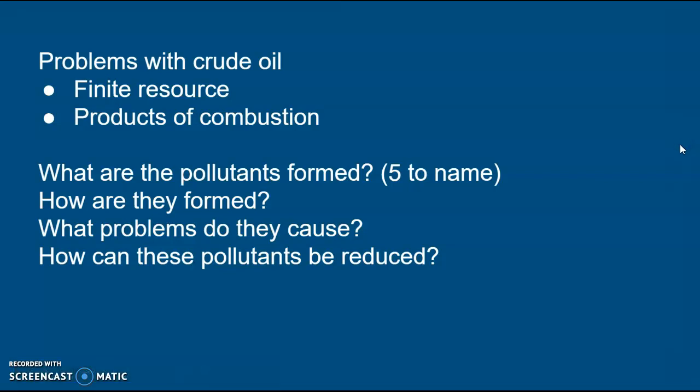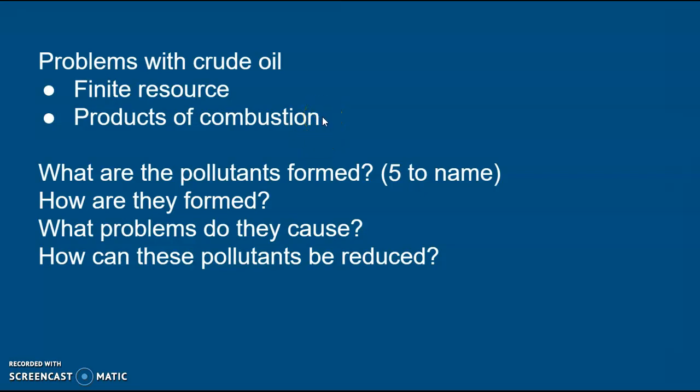Now, problems with crude oil. We should know that crude oil is a finite resource. That means it's running out. It's not being replaced. The conditions on the earth are no longer making fossil fuels. We should be aware of the products of combustion and the problems that they cause. Remember, carbon dioxide, greenhouse gas, carbon monoxide is toxic. Carbon causes global dimming, carbon particulates, also makes buildings filthy. Oxides of nitrogen, acid rain. Sulfur dioxide, also acid rain.